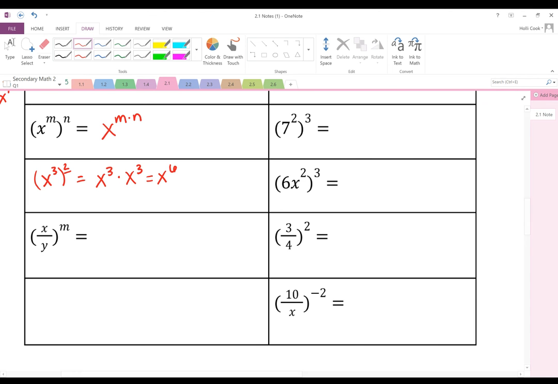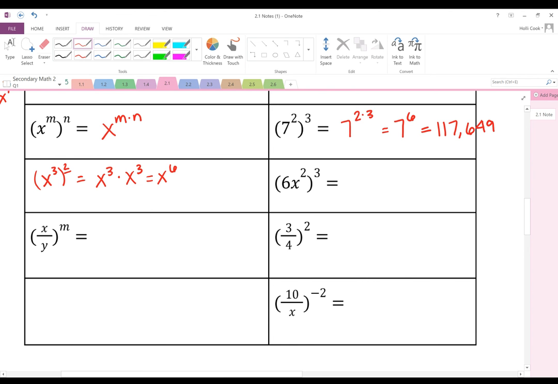So if we come over here, we've got 7 squared raised to the 3rd power. So we've got a power raised to another power, so we're gonna multiply. So we get 7 to the 6th power. And if you type that in your calculator, you get 117,649.